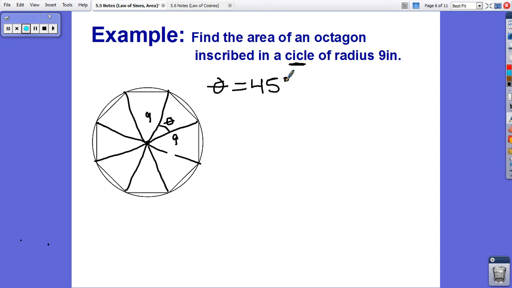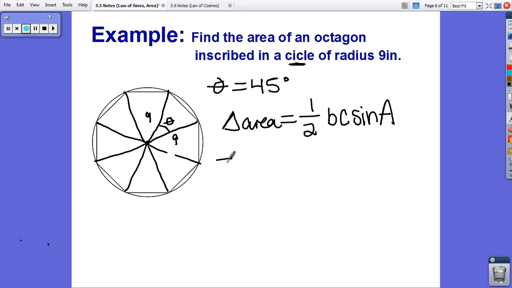It doesn't really matter which side you call, or which angle you call A, B, and C, and which side you call A, B, and C in this problem. But I'm going to say that the triangle area is going to be equal to 1/2 BC sine of A. So if this is my angle A, that means this side would be lowercase a, which works out perfectly because we need B and C, which are both 9.